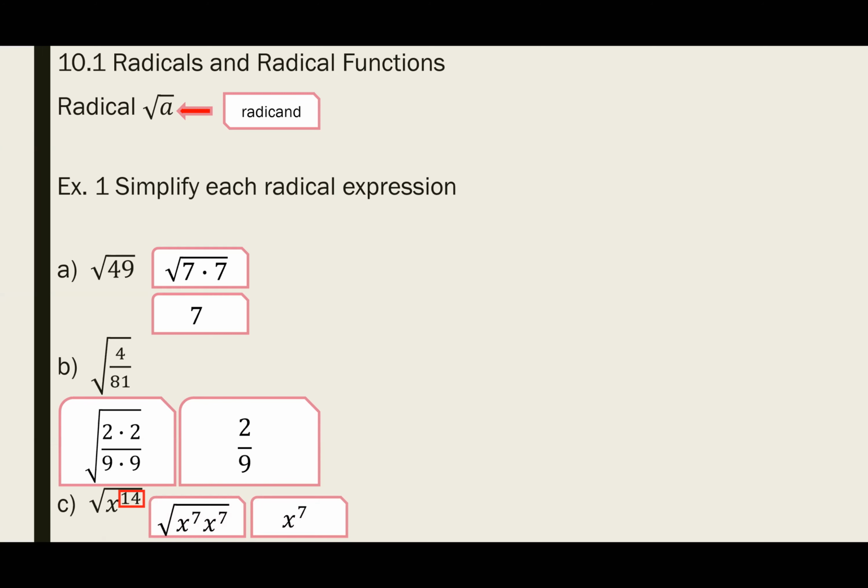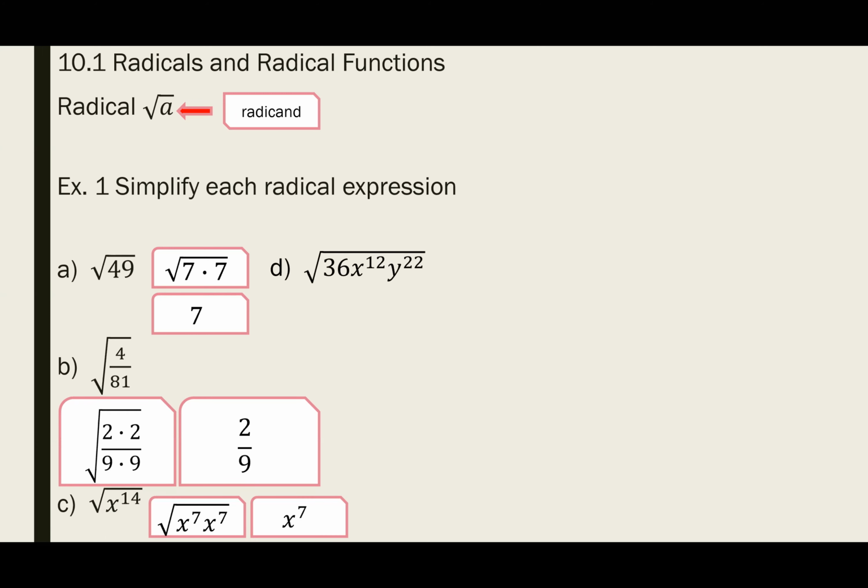As you can see, we're looking for a pair of the same. In order to get out of the radical, you have to have a pair of the same item, and the pair of the same item will be x to the 7, x to the 7. Once you have a pair, one of them goes outside. Or to be short, if you have an exponent and a square root, you divide your exponent by 2.